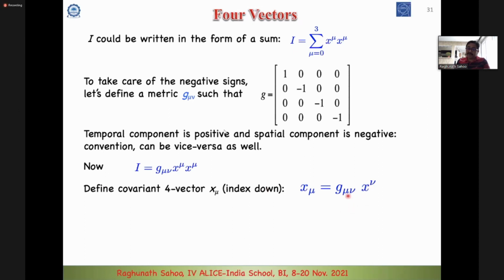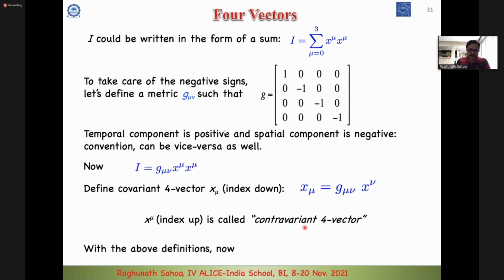Now you see, repeated indices will be contracted out. In that way, the ν and ν will be contracted out at the end, giving you x_μ. So that is the way to remember this. The repetition will be contracted out in tensor language. So x with index μ up is called contravariant for a vector. And with the above definitions, we can actually write my I as either x^μ x^ν or x_μ x^μ, so up or down doesn't matter to me. And as you know, when I convert one contravariant to covariant, my g_μν will come up, and that will take care of the negative sign in the spatial component.